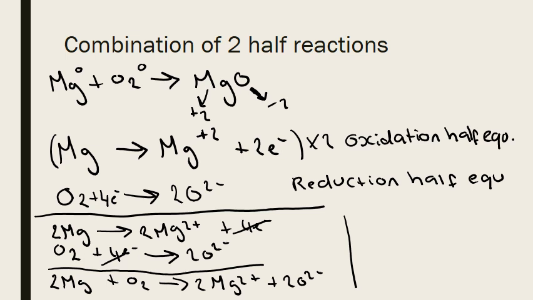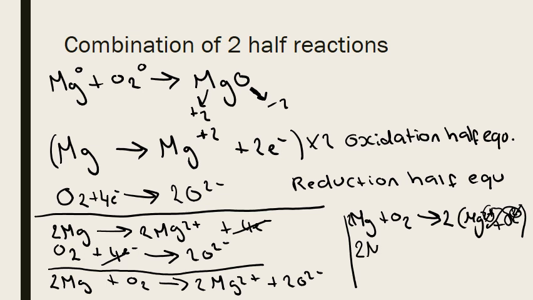So remember, we take 2 as the common factor, so we do 2Mg plus O2. Take out 2 as the common factor, which is Mg2+ plus O2-. We crisscross this, so the 2 numbers will cancel out, and then we have the final equation looking like this.